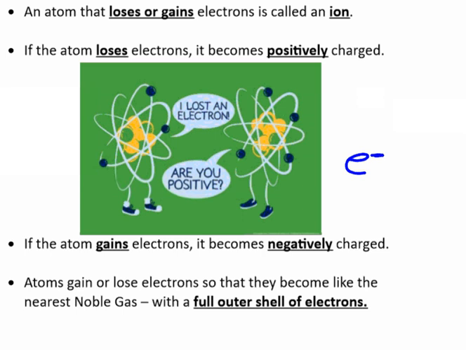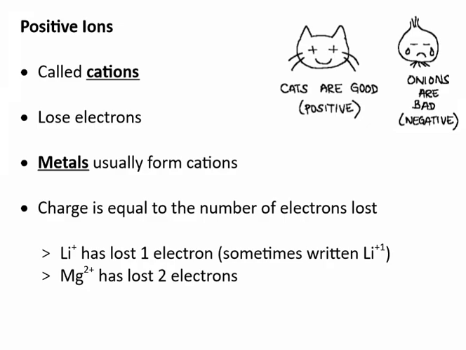They're always going to gain and lose electrons until we get an outer shell that looks like a noble gas, a full shell of electrons. Now, when we lose electrons, we call these cations. Cation is what we use to call a positively charged ion. I always remember it because I think of cat with a big plus sign. Cations have the positive charge.